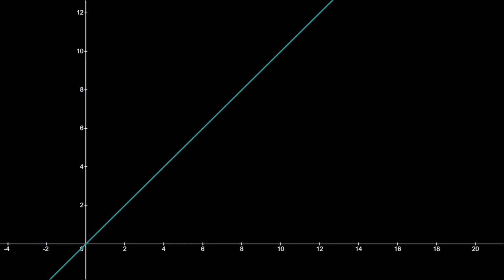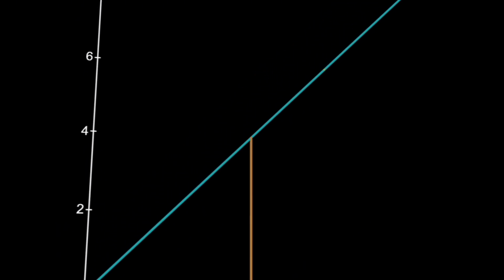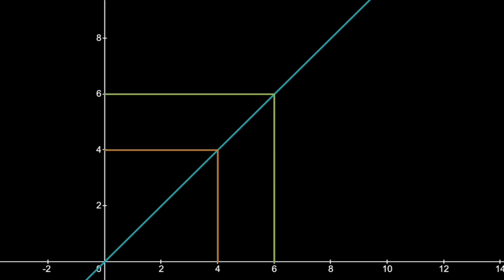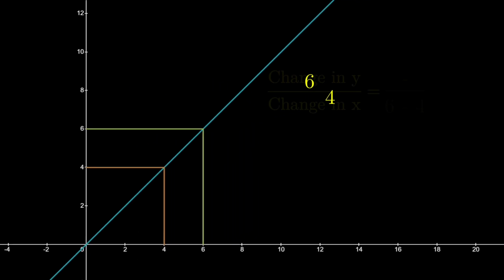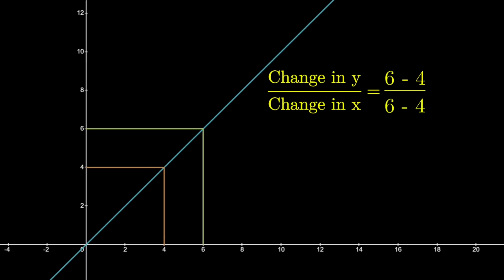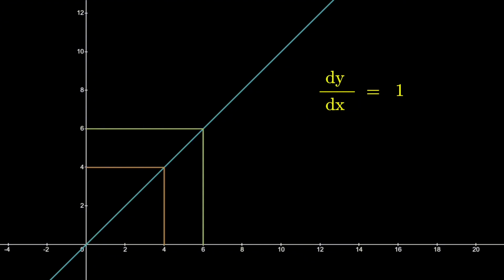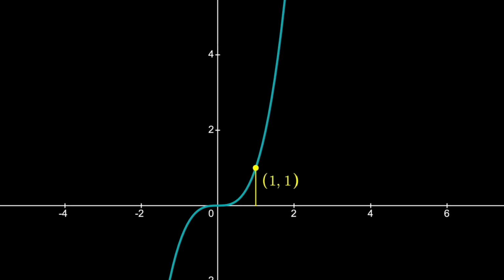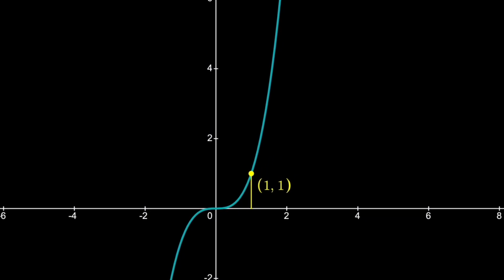You would take an x value, find the corresponding y value, do it again with a different x value, and use the change in y over change in x formula to find the gradient slash derivative of this line. Over here it's 6 minus 4 over 6 minus 4, which is just 1 over 1, or simply 1. And the change in y over change in x is just dy over dx, as the derivative of this graph is constant. And as you might notice, the graph is just y equals x because the gradient is equal to 1. What if you had a more complicated graph, such as this one?